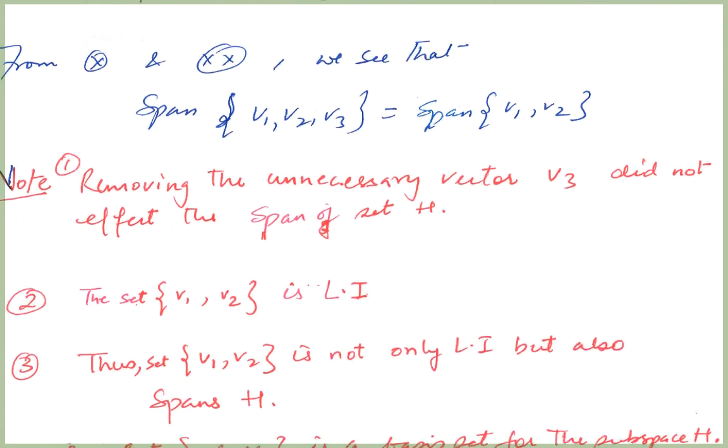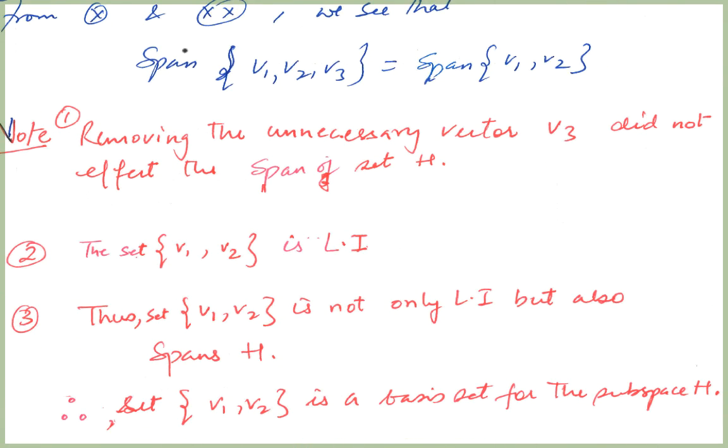The beauty of all of this is that if I have a spanning set and I keep on removing the unnecessary vectors, the spanning set is not affected. The only thing which happens is, if we keep on removing these unnecessary vectors, we come to a point where the set becomes linearly independent. So the moment the set becomes linearly independent and it spans, it becomes a basis set. So it's a basis set for the subspace H.